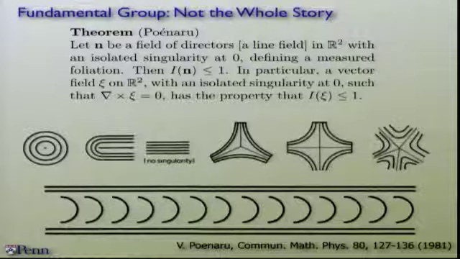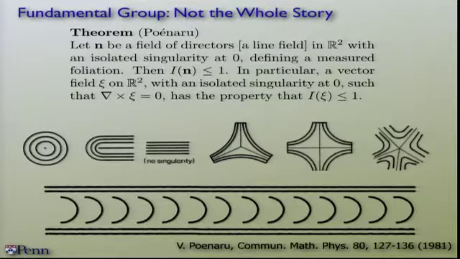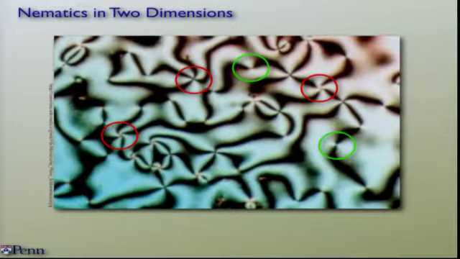So Poenaru proved that you could have any kind of minus defect you want. So you can have -3/2, -1, -1/2, 0. But you can't have +2. You can't have +3/2. There's no way to take 2 +1s and merge them together and make a +2. And you wonder, isn't that weird? Because you can do it in a nematic, right? In a nematic you can do it. Why can't you do it in a smectic?